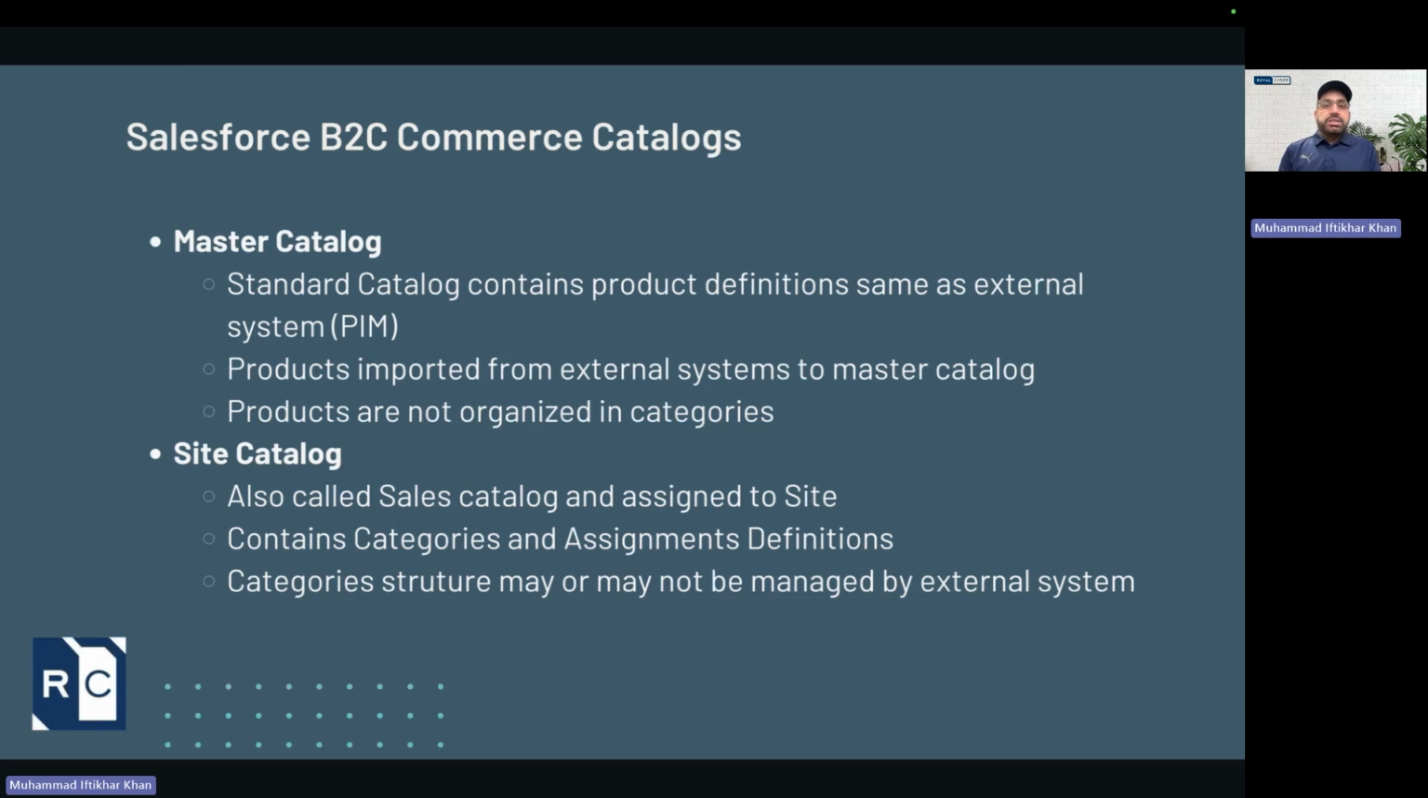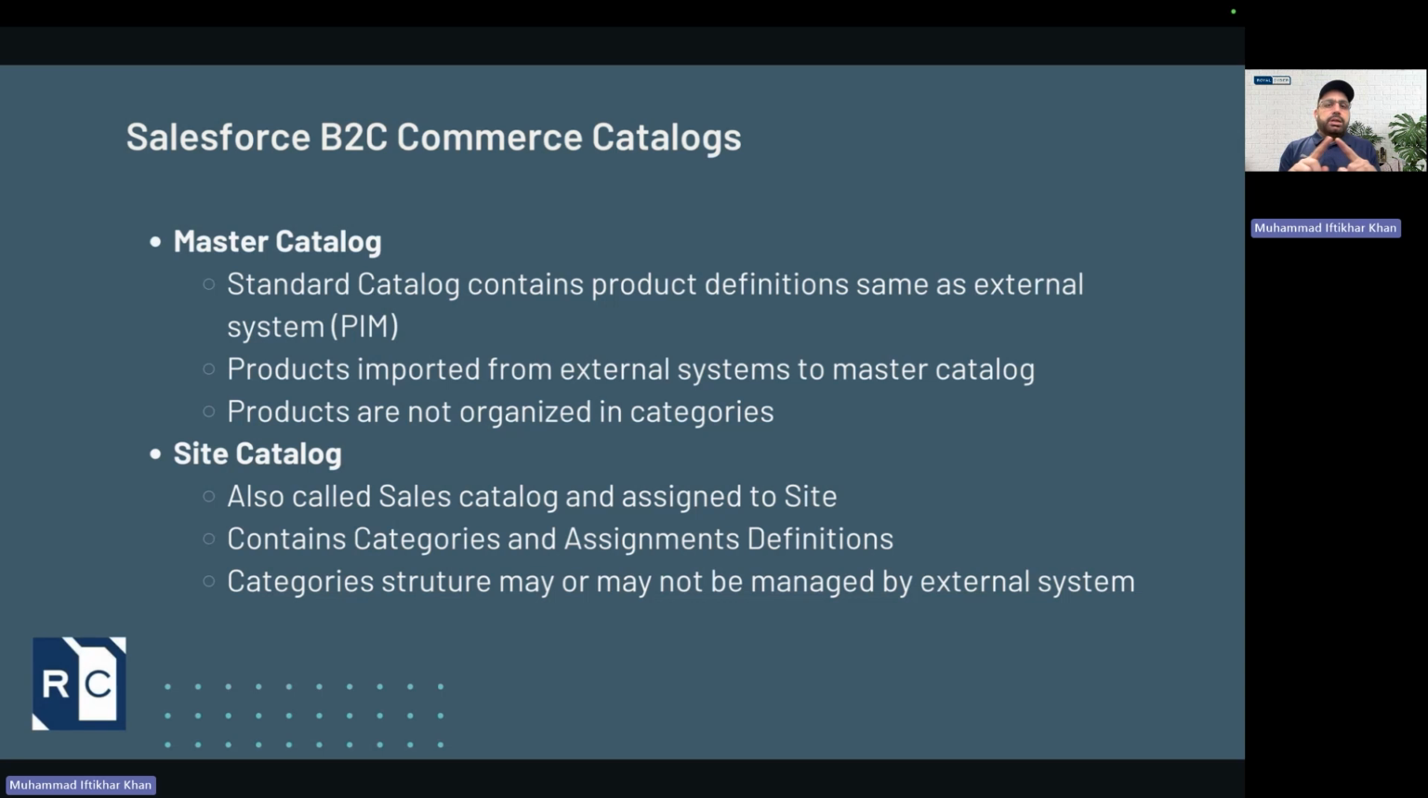which contains the category definitions and the hierarchy of those categories, the way they want to present them on the storefront, right? So in summary, if I summarize this slide, the master catalog is where the product definition resides primarily, and the site catalog is where the category definitions reside and the category assignment to the products. So in the site catalog, product assignment and category definition itself reside, right?